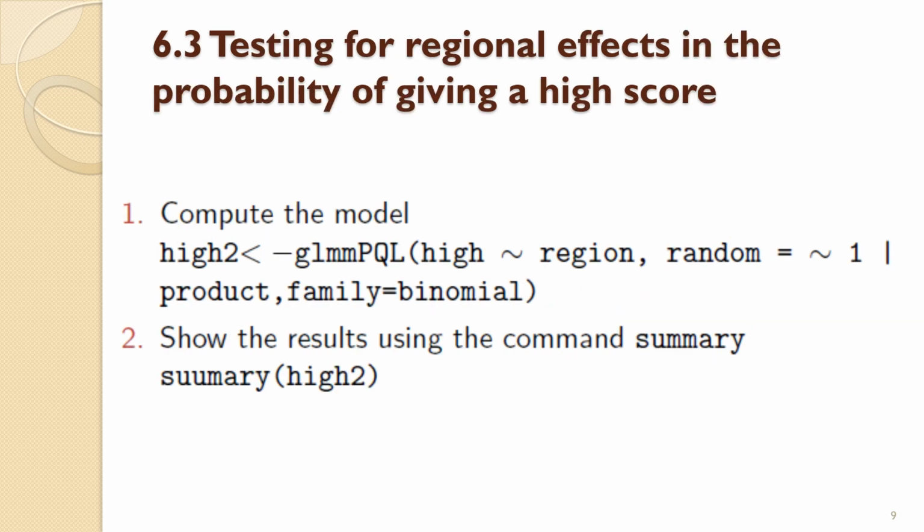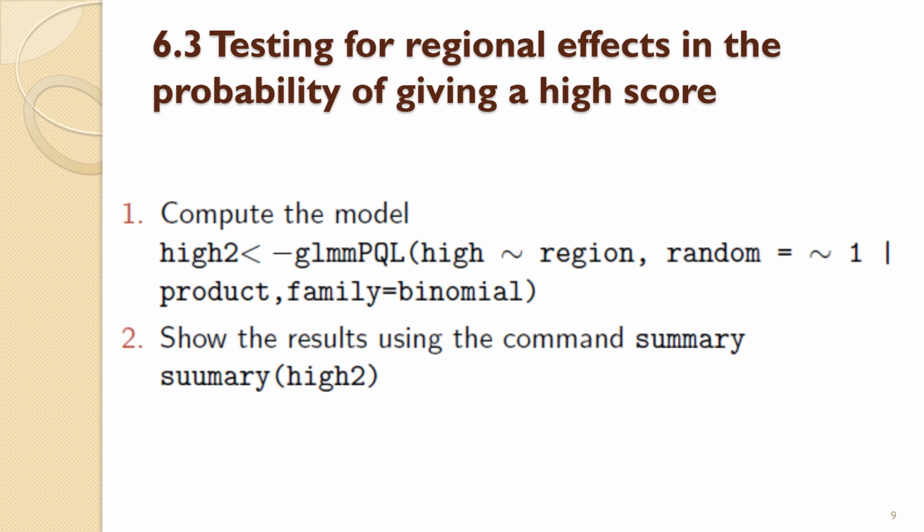So for this first problem then, testing for regional effects in the probability of giving a high score, what you should see here is the same rhyme, rhythm and reason in terms of the R commands that we've seen before. The first step, compute the model. The second step, show the results using the command summary, because again, think R for robot. R is simultaneously very clever and very stupid. It will do exactly what you tell it to do, nothing more, nothing less.